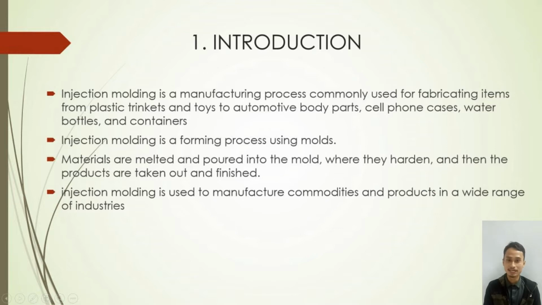Injection molding is a manufacturing process commonly used to produce plastic items, such as toys, automotive body parts, cell phone cases, water bottles and containers. It is a process using a mold, where the molten material is injected into the mold, where it hardens, and the product is taken out and finished. Injection molding is used to manufacture commodities and products in a wide range of industries.